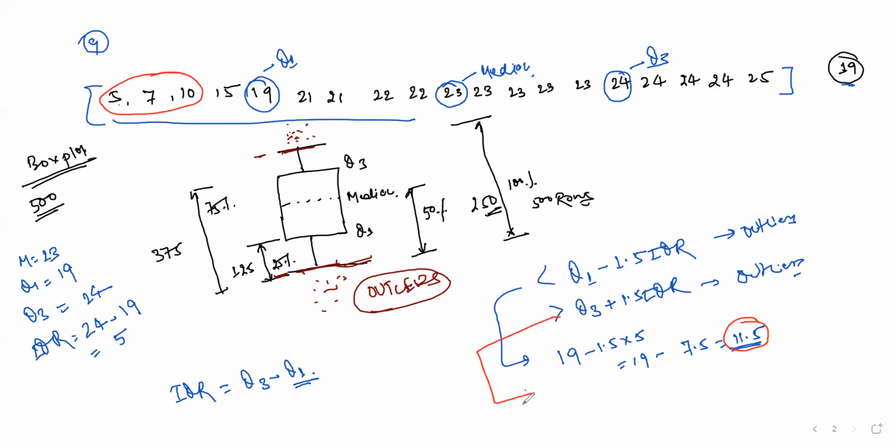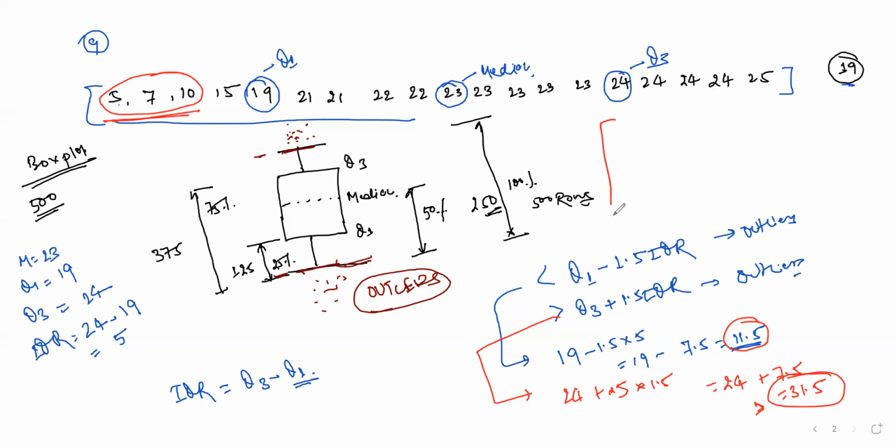Similarly, for the upper side, Q3 is 24, plus 1.5 times 5, that's 24 plus 7.5, which is 31.5. So any value above 31.5 will be an outlier. We don't have any value above 31.5, and that's why we don't have any upper outlier. So in this particular data set, we just have lower outliers. There are 3 lower outliers, and those are 5, 7, and 10. This is actually the same thing that happens when you create a box plot in Python or R or any other data visualization tools and languages, right? So that's what we call an outlier.